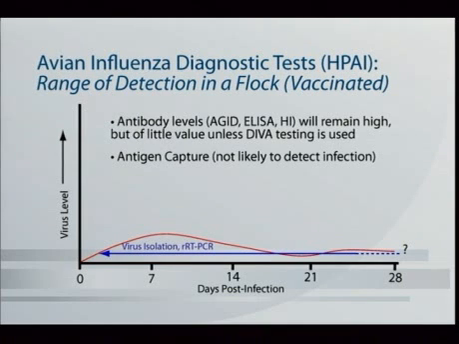So essentially, any vaccinated flock that has been exposed to a highly pathogenic virus and there's virus circulating in that flock probably will be positive for the remainder of its productive life. Likewise, antibody levels, either by AGID, ELISA, or HI, will remain high, but probably of very little use unless there is a DIVA strategy used.